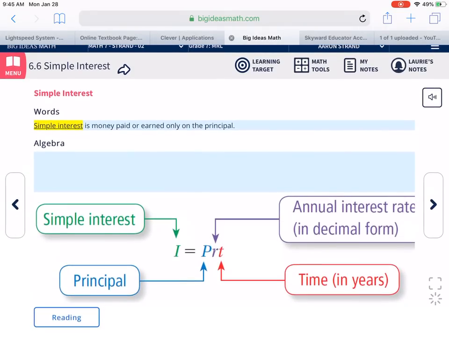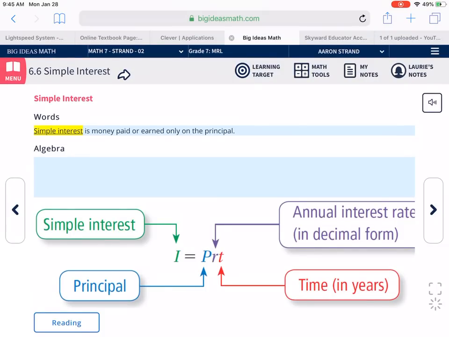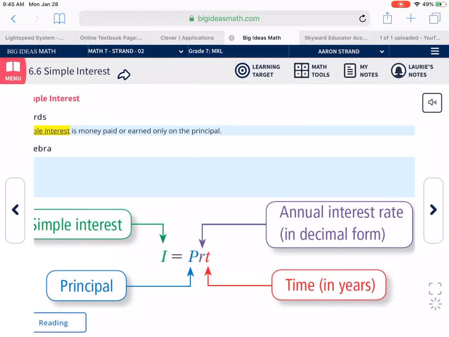This is the equation for simple interest. I equals PRT, where I is the simple interest, P is the principal, R is the annual interest rate written as a decimal, and T is the time in years.